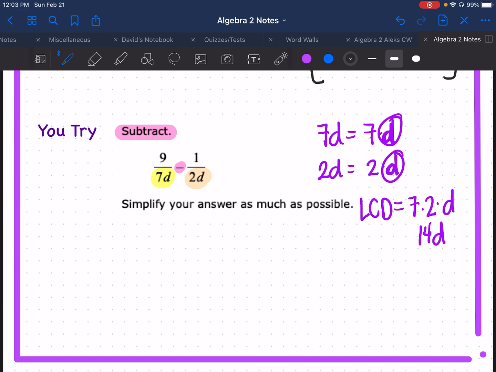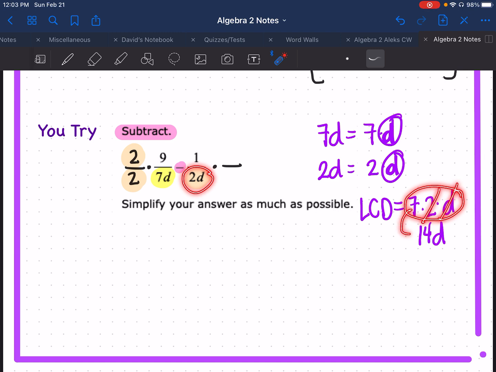All right, so let's go ahead and look. This one needs to be multiplied. I have the 7, I have the D, I need the 2 to get to 14. So I'm going to multiply by 2, multiply by 2. And once again, that 2 is coming from the other denominator. All right, let's take a look at this one. I have 2D, so 2's gone, D's gone. I need the 7 to get to the 14. Put it on the bottom, then put it on the top.